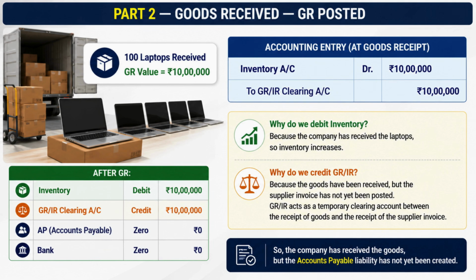Next, the supplier delivers the 100 laptops. The receiving team confirms that the goods have been received and posts a goods receipt or GR. Inventory is debited because the company has received the goods and inventory has increased. GR/IR is credited because the goods have been received but the supplier invoice has not yet been recorded. GR/IR is an important part of the accounts payable process because it helps bridge the timing difference between receiving goods and receiving the supplier invoice.